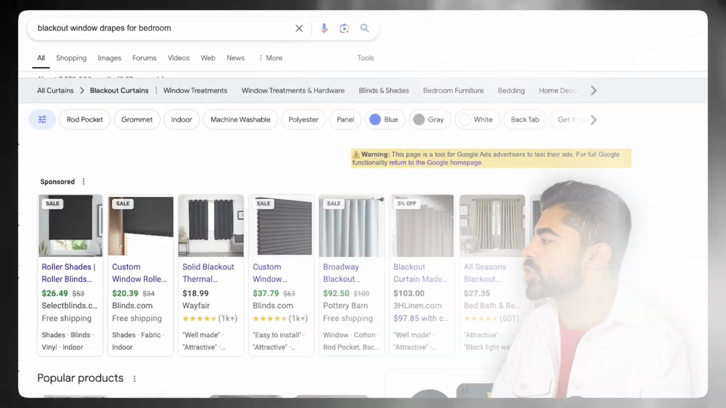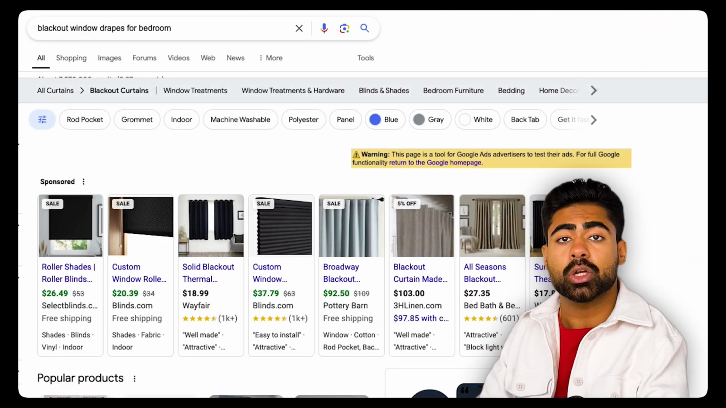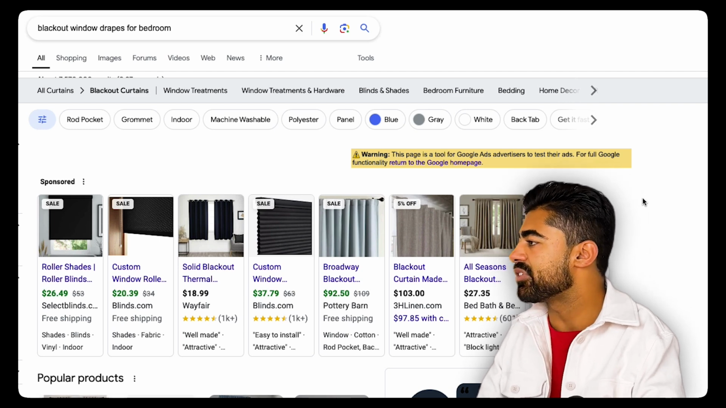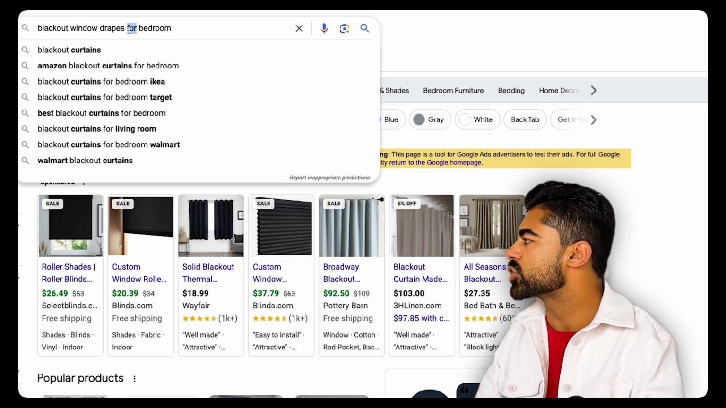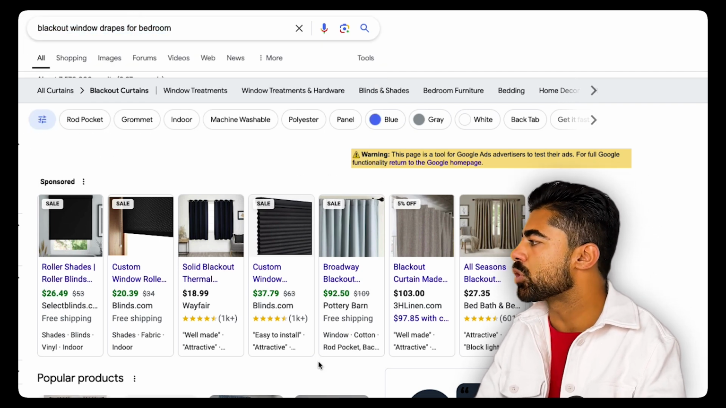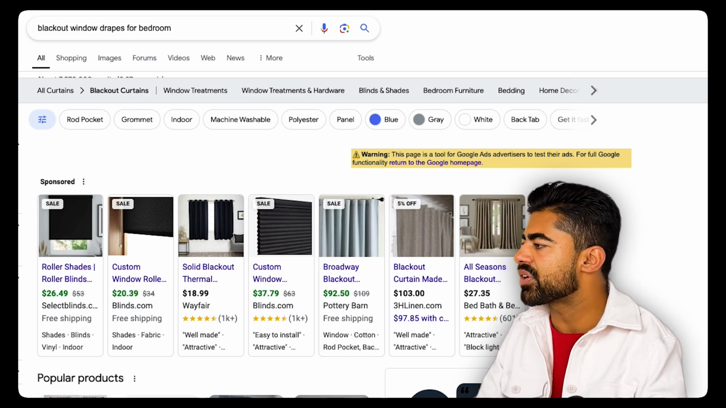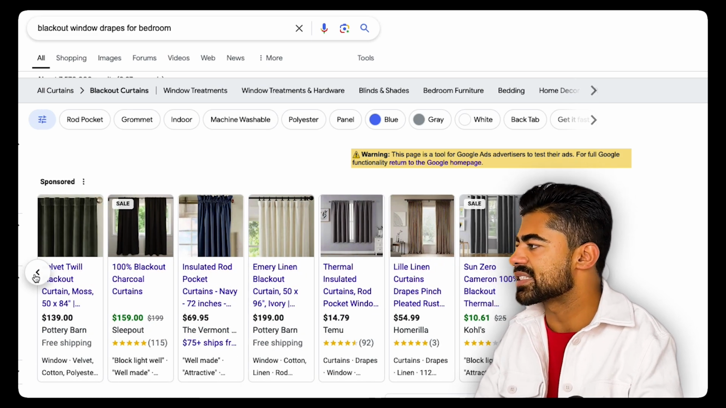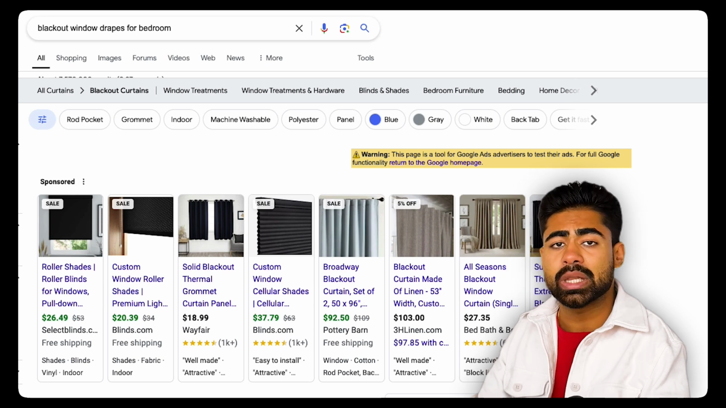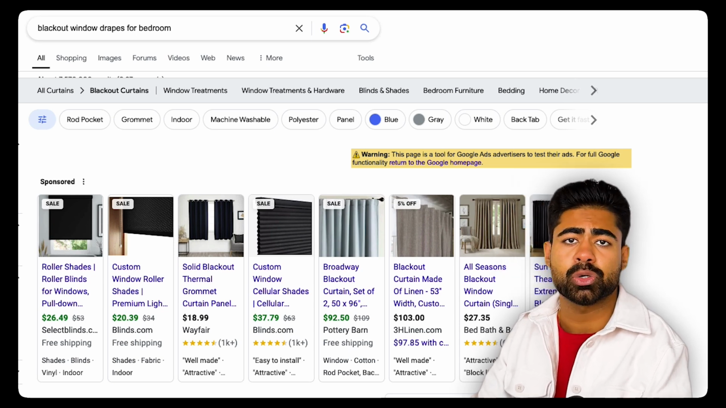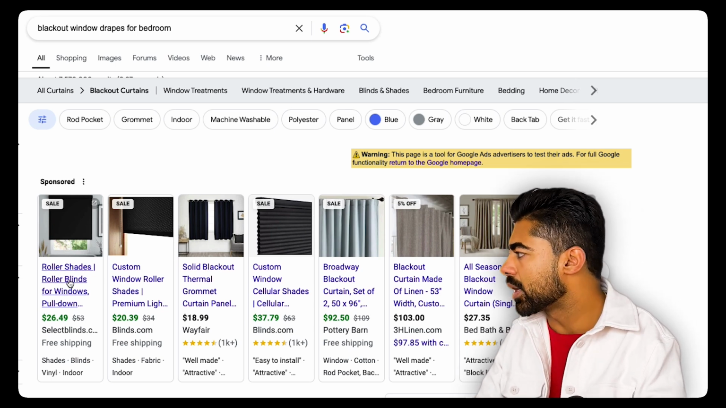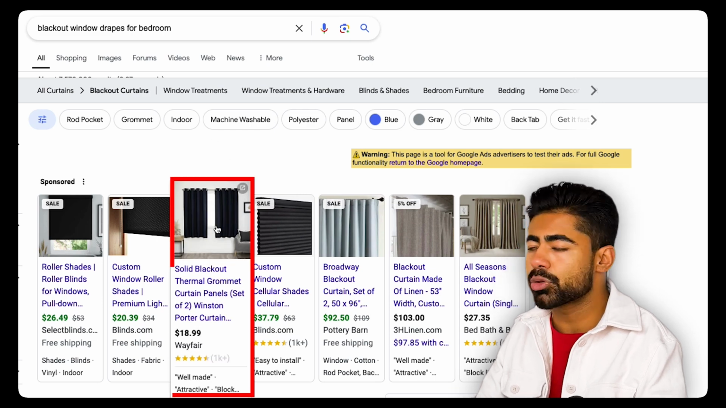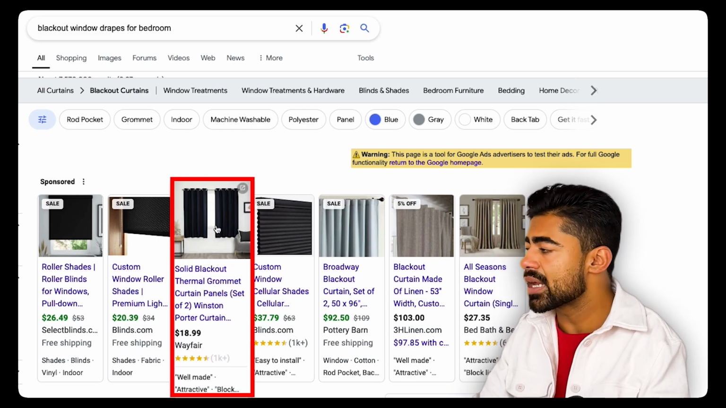But with that, let's go over an example of a good Google Shopping ad in a very competitive niche. To find this, I simply searched the keyword blackout window drapes for bedroom, and there's a lot of different varieties that come up, a lot of different examples. However, there's really only one which captures your attention despite not ranking number 1 or number 2, and that is the number 3 brand right here, the number 3 product by Wayfair.